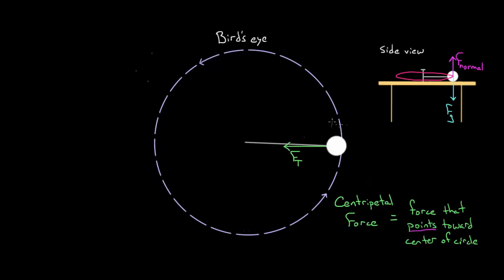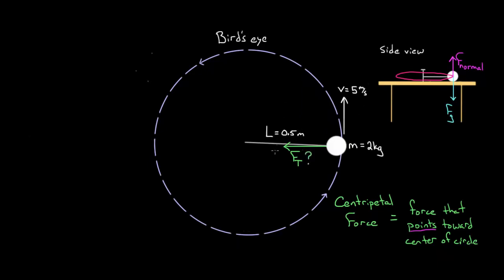So let me add some numbers in here. Let's say I told you this. Let's say the mass of the ball was 2 kilograms, the rope's length was 0.5 meters, and the ball's traveling around the circle at a constant speed of 5 meters per second. So what kind of question might you be asked if given a problem like this? A possible question would be, well, what's the force of tension in the rope?